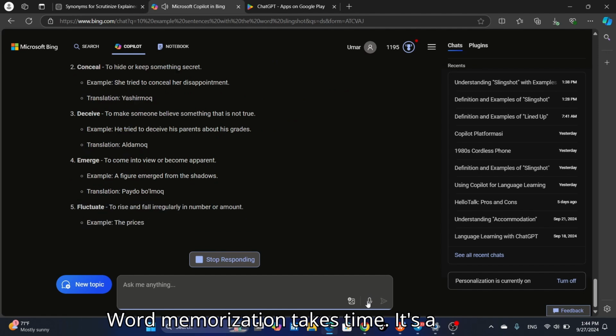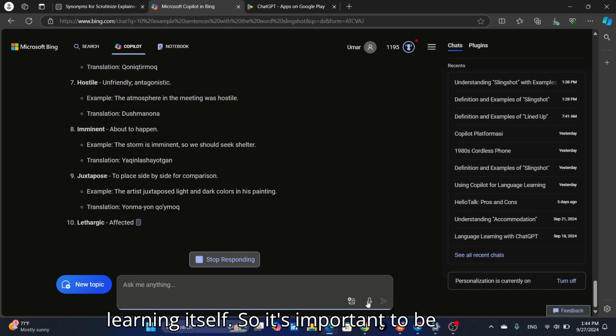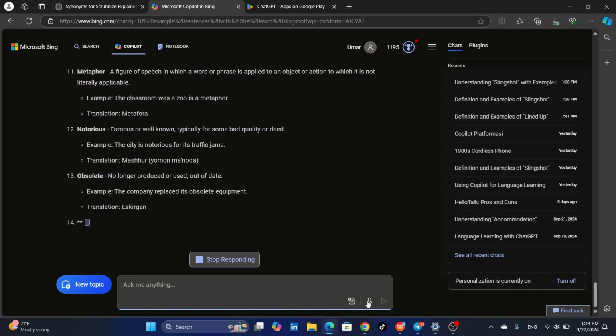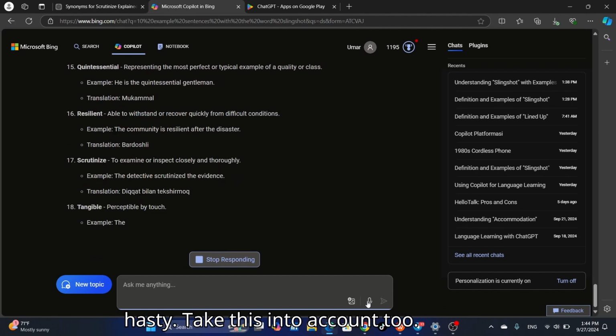Word memorization takes time. It's a lengthy process, much like language learning itself. So it's important to be patient and not rush the process. Just remember it's better not to be hasty. Take this into account too.